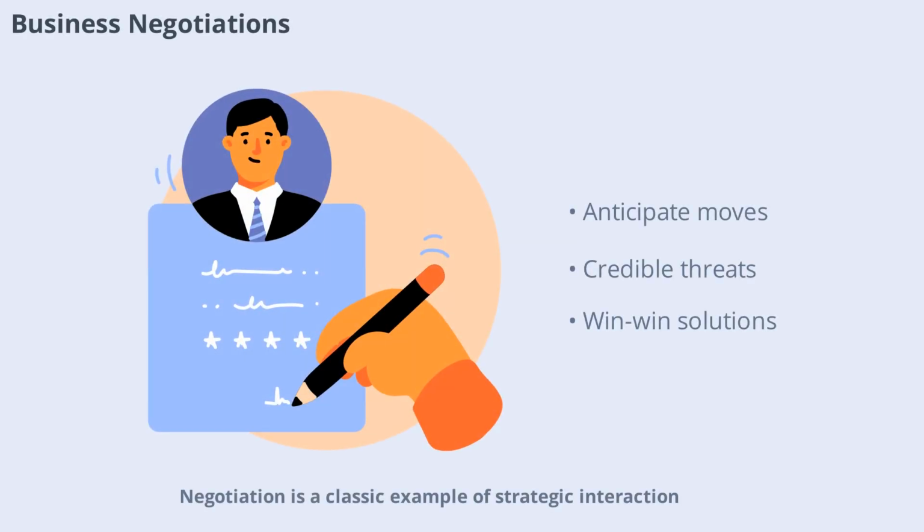Negotiation is a classic example of strategic interaction. Each side tries to get the best deal, anticipating the other's moves and possible concessions. Game theory provides tools to analyze negotiation tactics, from making credible threats to finding win-win solutions. Successful negotiators understand both their own goals and those of their counterparts.